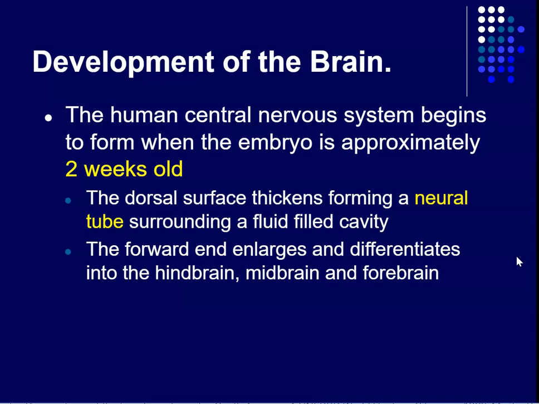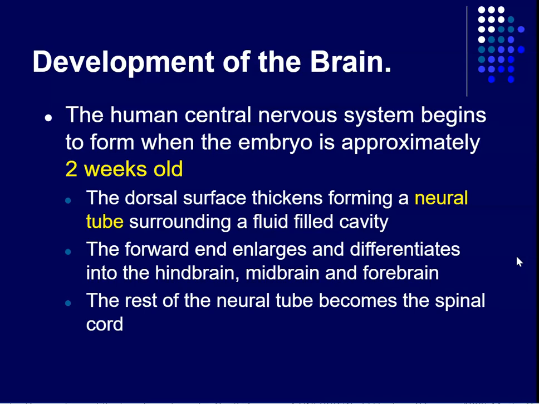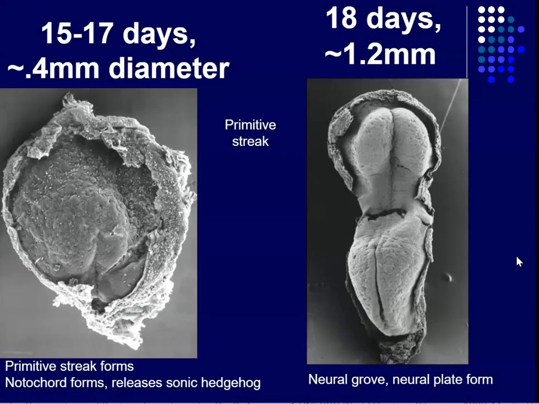The anterior or forward end of that tube starts to enlarge and starts to differentiate into different parts of the brain, the hindbrain, midbrain, and forebrain initially. And then the rest of the neural tube becomes the spinal cord. The inside of that tube becomes the ventricles of the brain and also what's called the central canal in the spinal cord. On the left here, you're seeing the embryo at about 2 weeks old.